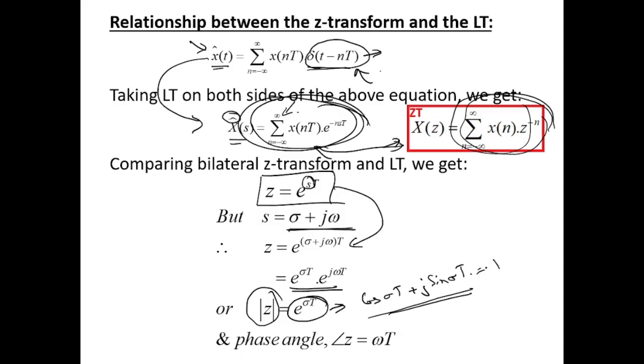Okay. So 1 means it is basically a unit circle having cos omega t plus j sin omega t. This modulus, it is basically a circle. It is giving you information about the circle. Okay, and what is the phase? Phase is omega t. J is the complex, so it is the omega t.